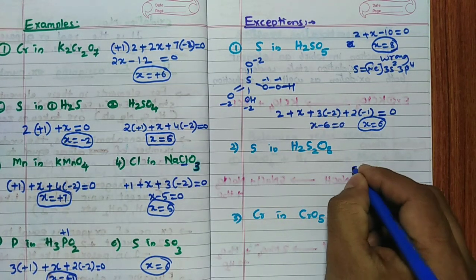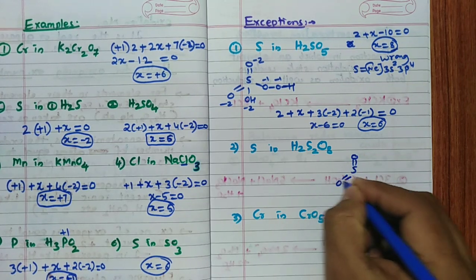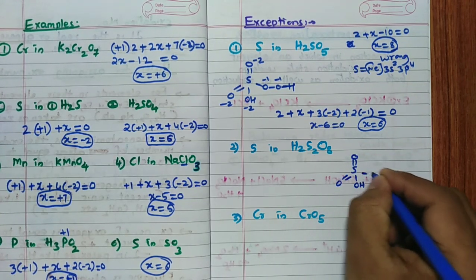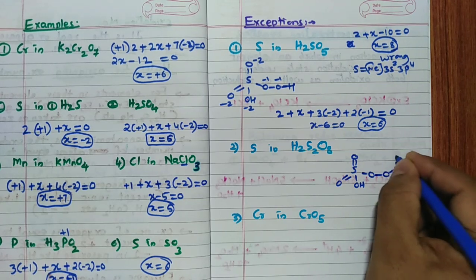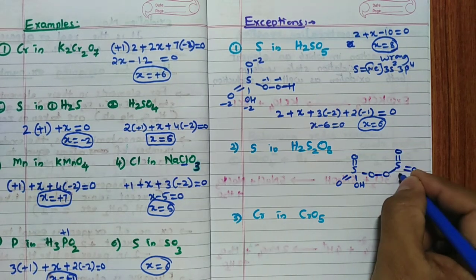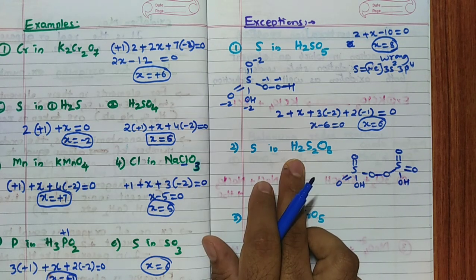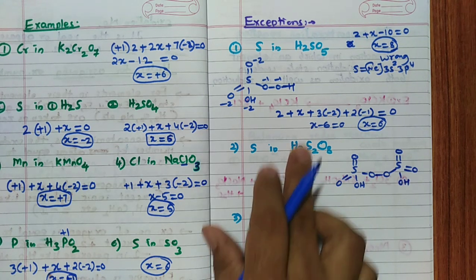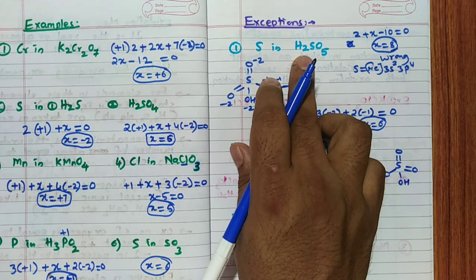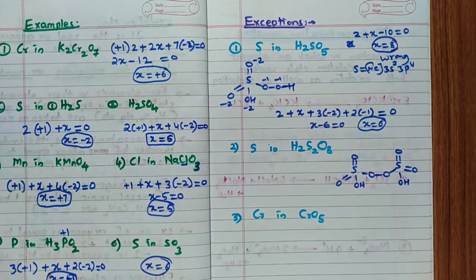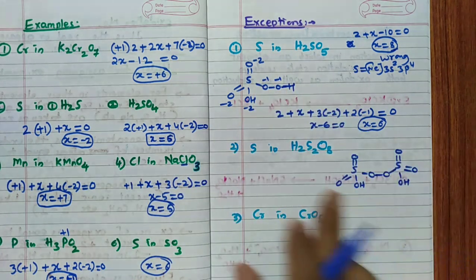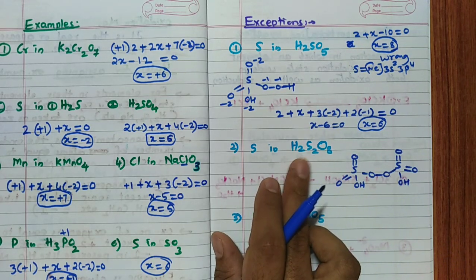So 6 is allowed. Remember, H2S2O8 structure is like this: S double bond O, double bond O, OH; oxygen, oxygen; S double bond O, OH. This is the structure. Pyrosulfuric, pyrodisulfuric acid it is. This is peroxo disulfuric acid, not pyro, sorry, peroxo disulfuric acid.